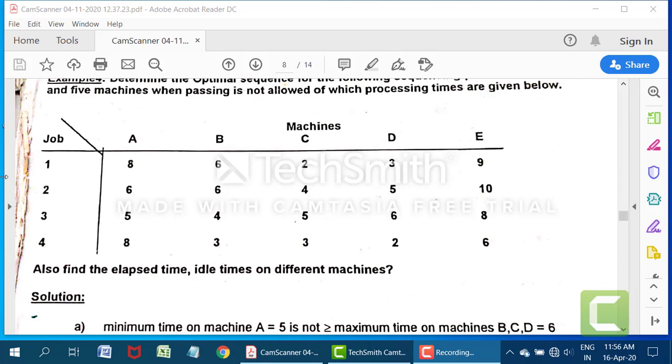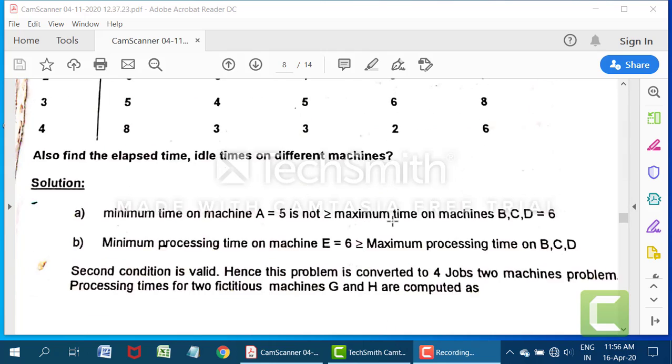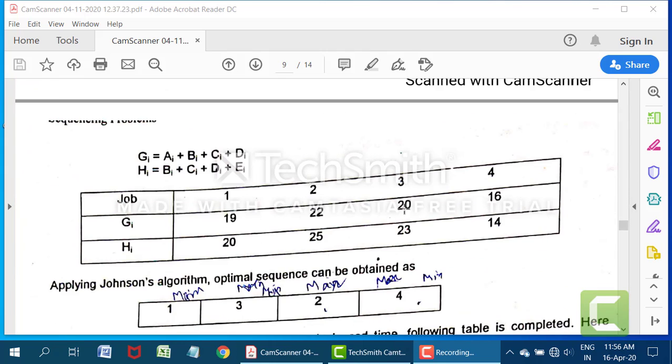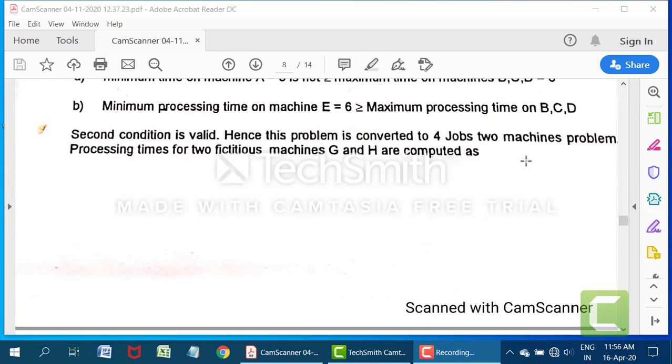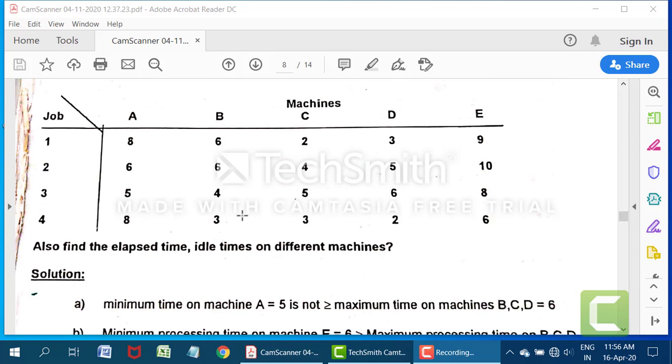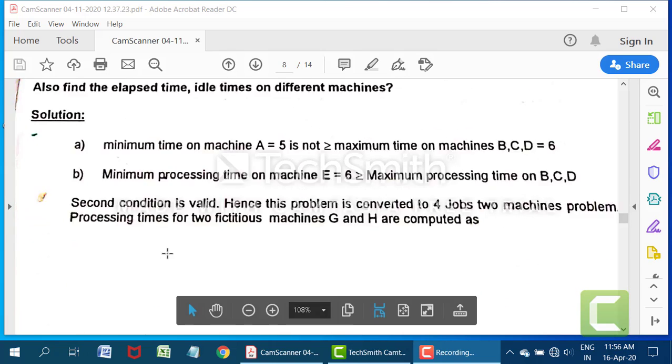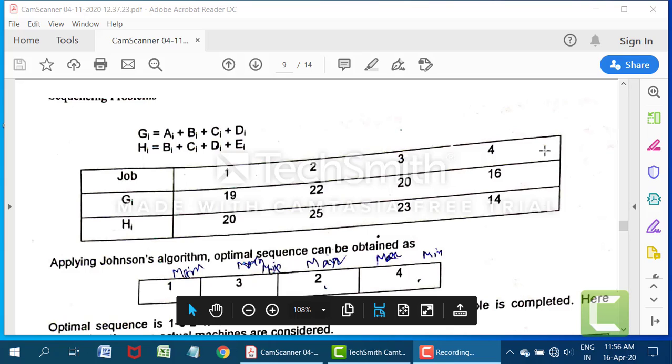Then for the third job, 5 plus 4 plus 5 plus 6. 5 plus 4, 9. 9 plus 5, 14. 14 plus 6, 20. Third job, 20. Similarly, fourth job, 8 plus 3 plus 3 plus 2. 11, 11 plus 3, 14, 14 plus 2, 16. 16. So like that, processing times for G have been computed.